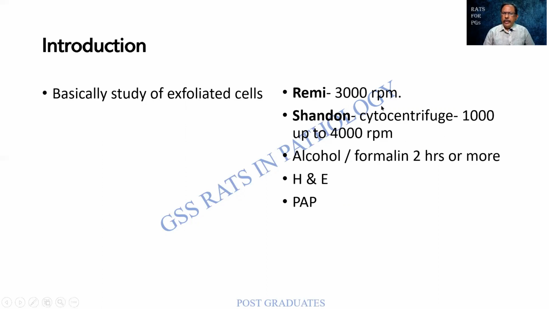The rates of rotation are given over here. It is variable according to the sample and the experience of the cytopathologist. The material is kept in alcohol or formalin for fixation, following which smears are made and it could be studied with H&E or PAP.